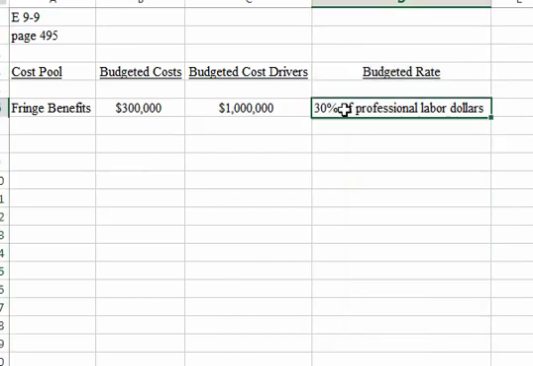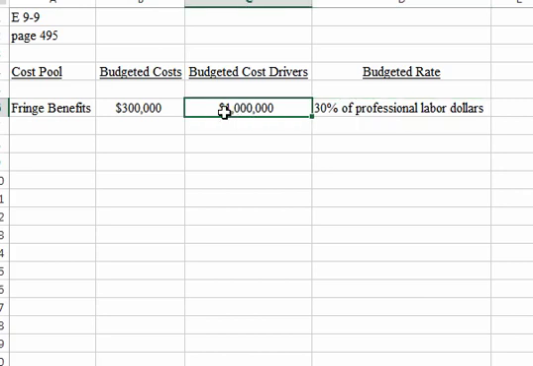So what does that tell us? Well, for every $1 we spend on professional labor, we're going to spend 30 cents on fringe benefits. It's just a way of allocating these fringe benefits based on what drives the cost. So if a certain job had $100,000 of professional labor cost, then we would expect it to have $30,000 of fringe benefits, right? 30%.